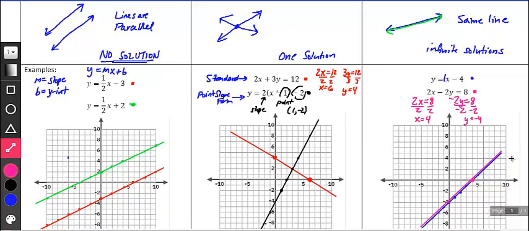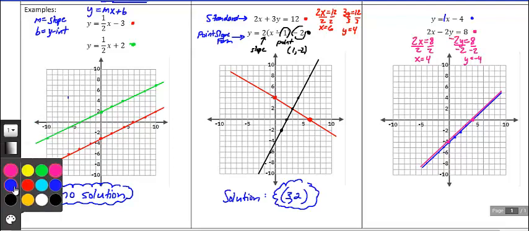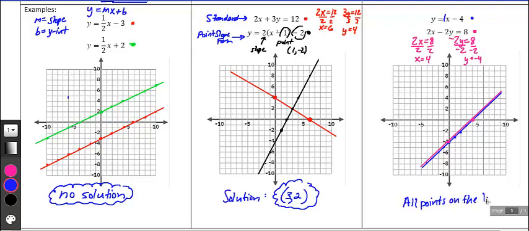Okay, so how are we going to write down all of these answers? Well, there's no way we're going to write down infinite things, right? And if you wrote down infinite solutions, you'd be answering how many solutions there are. But that's not the question when we're solving systems. We want to know, what are the solutions? Okay, so we're going to say all points on the line. All of the points on the line are the solutions, okay?